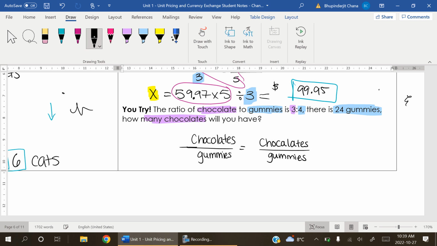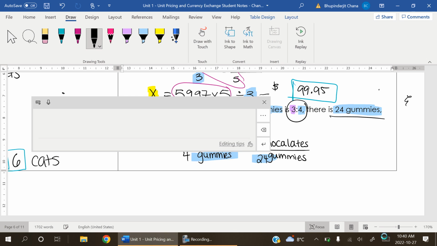Okay, so we have 3 chocolates to 4 gummies, and that's coming from this ratio here. And then we've got 24 gummies just coming from here. How many chocolates are we looking for? I'm going to let you take it from here. You're going to cross multiply and divide, and then put your answer into the box on D2L.